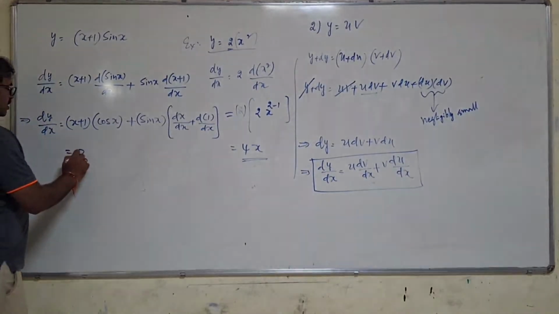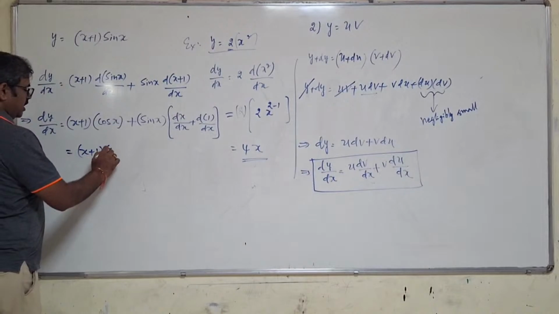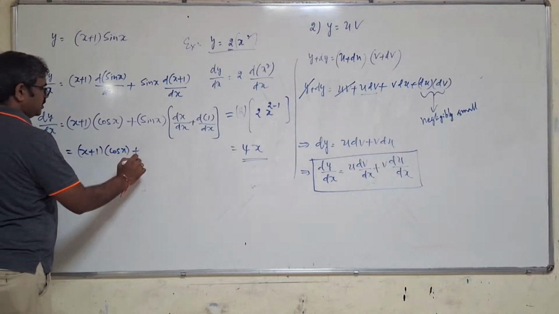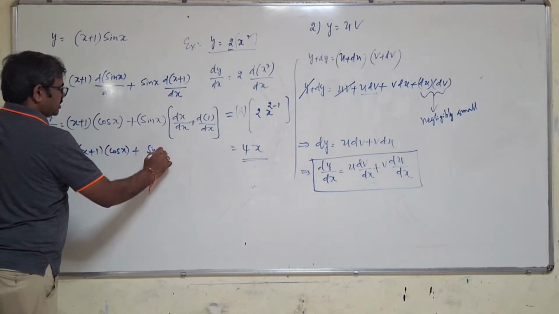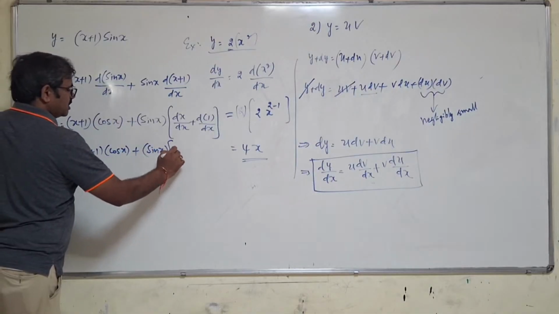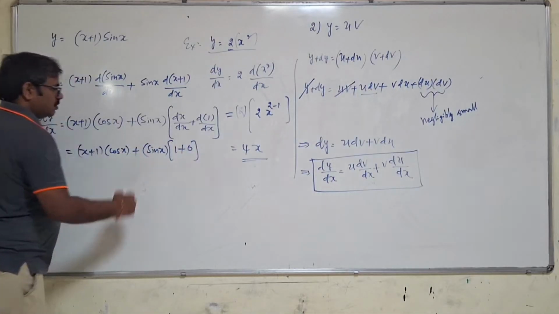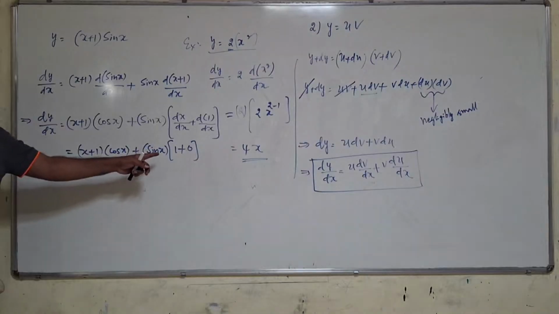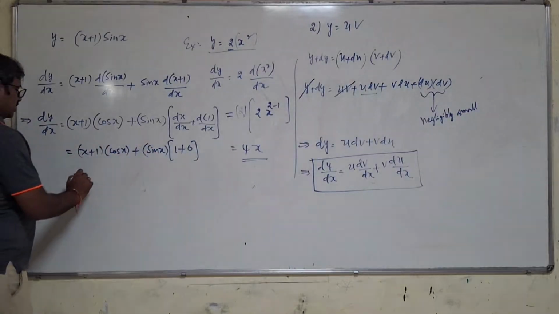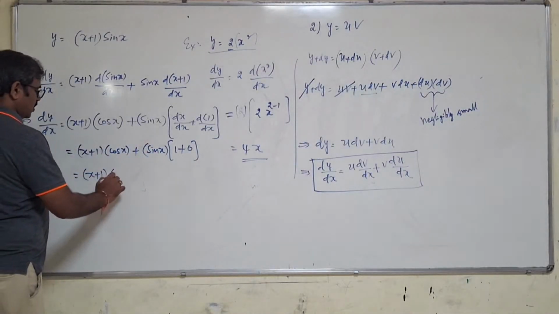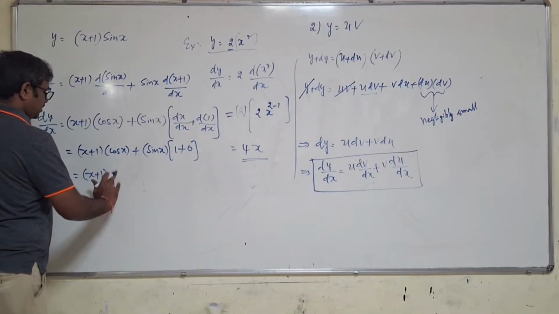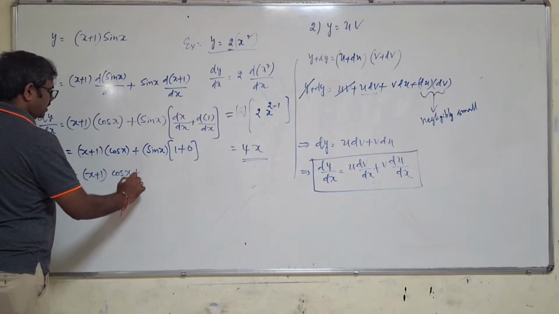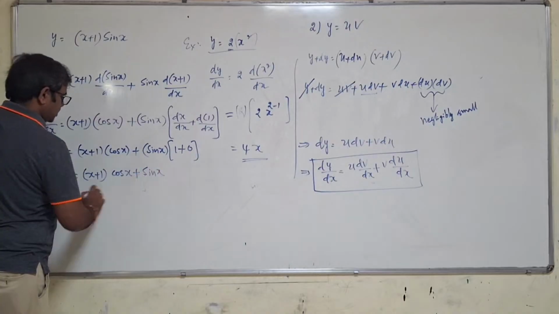So here what do you get? x plus 1 into cos x plus sin x into, this is 1 plus 0. dx by dx is 1. So this is x plus 1 into cos x plus sin x. That's the answer.